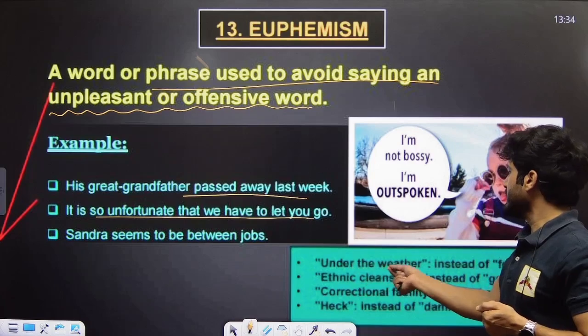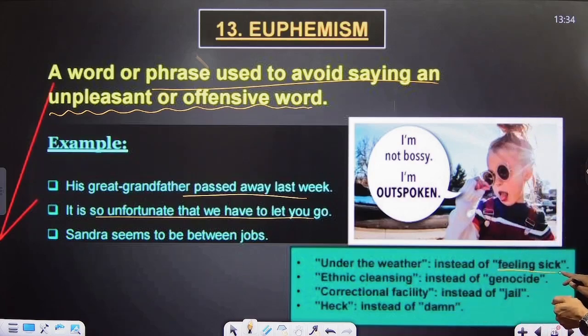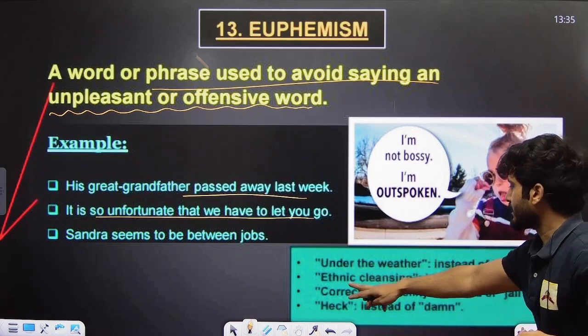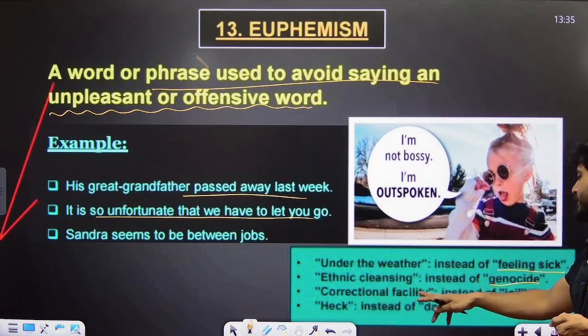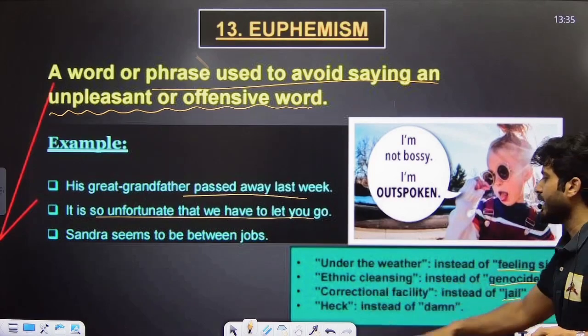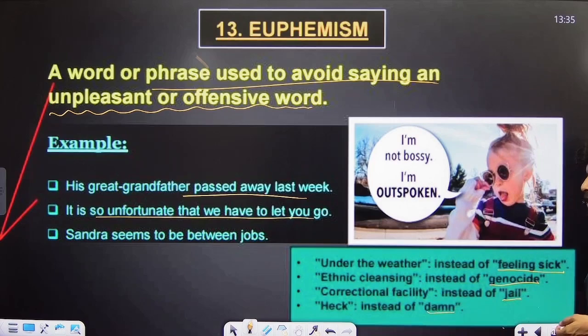Like under the weather, it means feeling sick. We don't say sick, we say under the weather. Ethnic cleansing, we don't say genocide. Correctional facility instead of jail. Heck instead of damn.